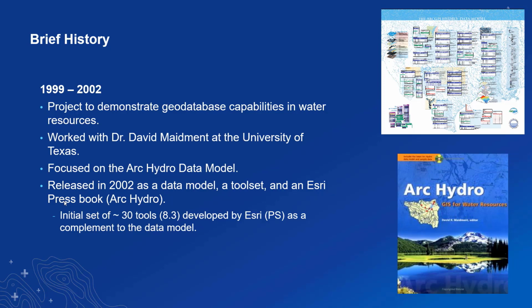It was released in 2002 as a data model, a tool set, and an Esri Press book. It included an initial set of 30 tools developed by my team. These tools were geared towards populating and attributing the data model and for performing some basic analysis like watershed delineation and upstream, downstream tracing.